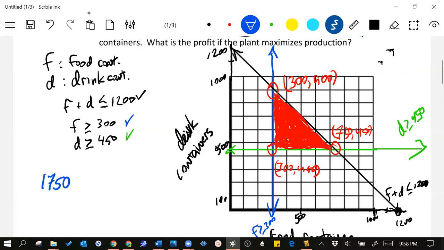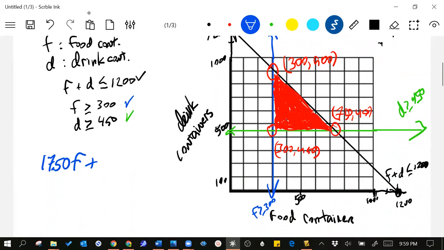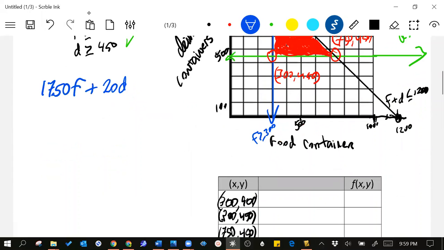750F plus, the other number was 20, plus 20D. Now, thing is, we don't have to have it equal to or less than or anything like that. It's just that we have those two parts of it to make the expression that we need to fill these in with. So it's going to be, let's go back to Blackboard, 750F plus 20D. Much easier if they give it to you.